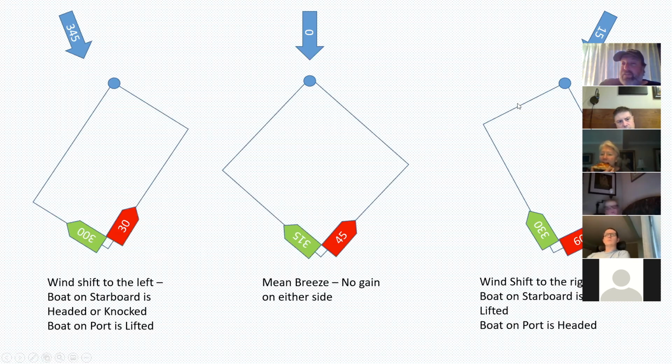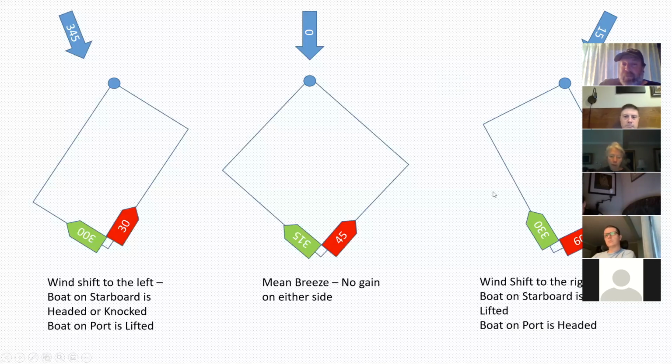If you go to the right side of the page, the same thing happens with a 15-degree right shift from zero. The green boat on starboard's number would go from 315 to 330. And the red boat on port's number would go from 45 to 60. Port higher header. So they are now headed, and their number went up.